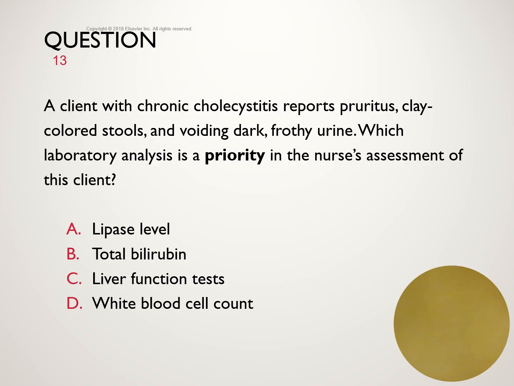If we have an excessive amount of circulating bilirubin that is usually present with chronic cholecystitis, it's going to be responsible for that itching, that pruritus, and changes in the stool and urine color. Cholecystitis is associated with several risks, including hepatic disease, pancreatitis, and peritonitis. So it's really important for us to monitor liver function, pancreatic lab values, and white blood cell counts. Those will be important, but not as important as that total bili level.